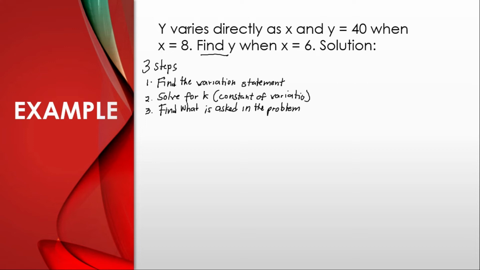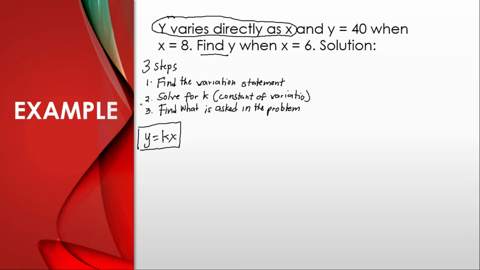Tingin muna kayo sa problem. We have y varies directly as x. Paano natin susulat yun into variation statement? So, that will be y is equal to kx. Okay, after we got that, tapos na tayo sa ating step 1.